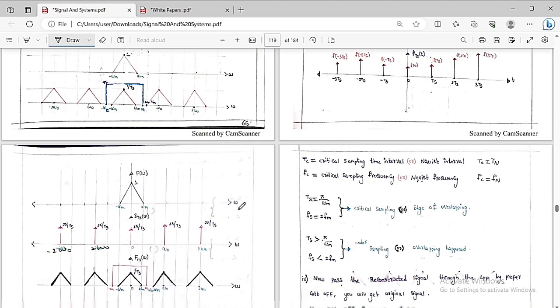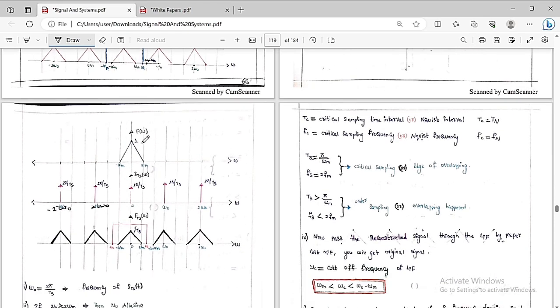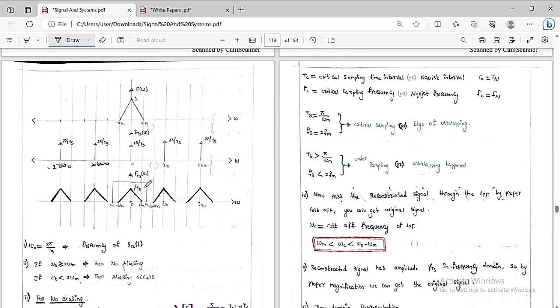In the Fourier transform, this is F of omega, this is delta Ts of omega. So now do the combination of these two signals and multiply by 1 by 2 pi. Then what are you going to get? Simple, and what I told you, which is 1 by Ts, you are going to get this one. Whatever this is, just shift it across omega naught, 2 omega naught. So if you shift this one, you are going to get it like this.